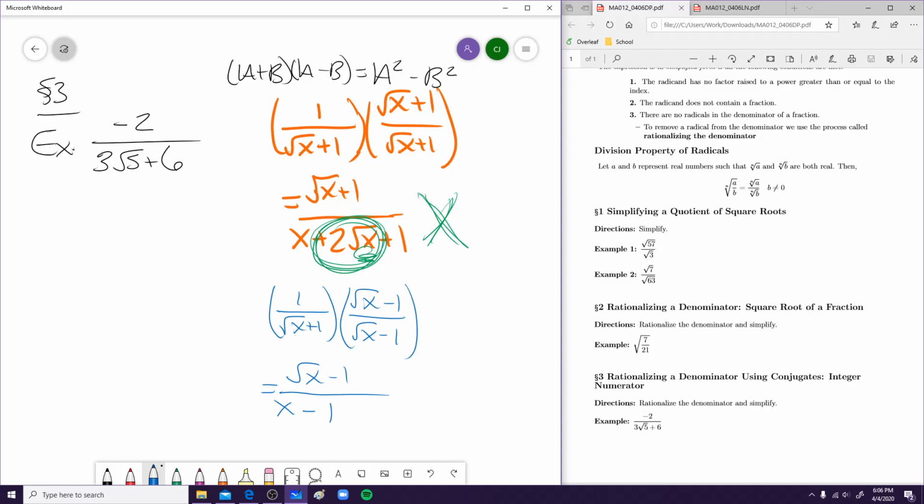And as you can see, in the denominator, there are no more radicals whatsoever. Right? So this is why we multiply. This is why when we rationalize the denominator with two terms, we always use the conjugate. So now, let me erase all of this.